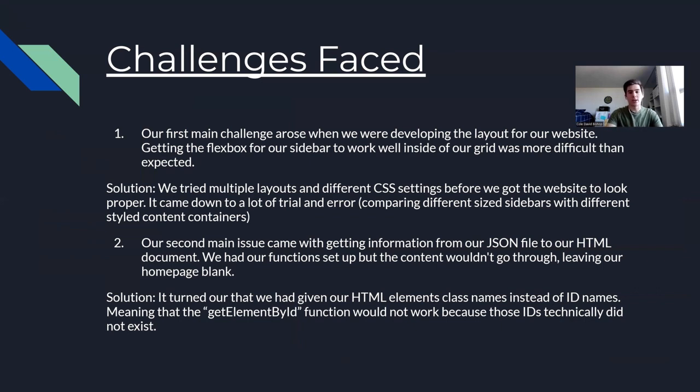And so the second issue came in with transferring our data from JSON to HTML. And the problem turned out to be that we were using the get element by ID function, but we hadn't actually named the div classes in our HTML with those IDs. We had actually mislabeled, and they were named what we had asked them to be named, but they were named as classes. So that was a slight oversight there. But after fixing that, things worked out.